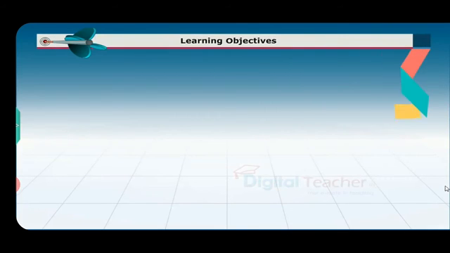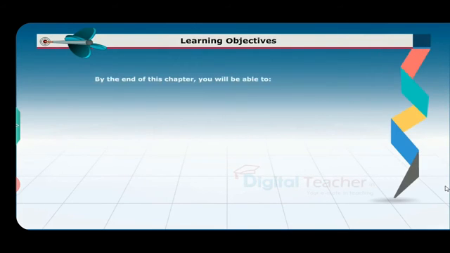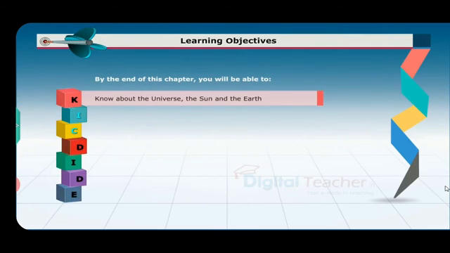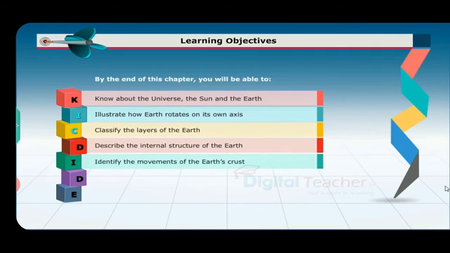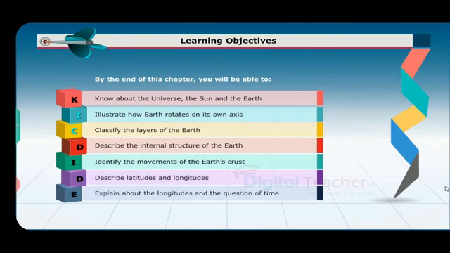Learning objectives. By the end of this chapter, you will be able to know about the universe, the sun, and the earth. Illustrate how earth rotates on its own axis. Classify the layers of the earth. Describe the internal structure of the earth. Identify the movements of the earth's crust. Describe latitudes and longitudes. Explain about the longitudes and the question of time.